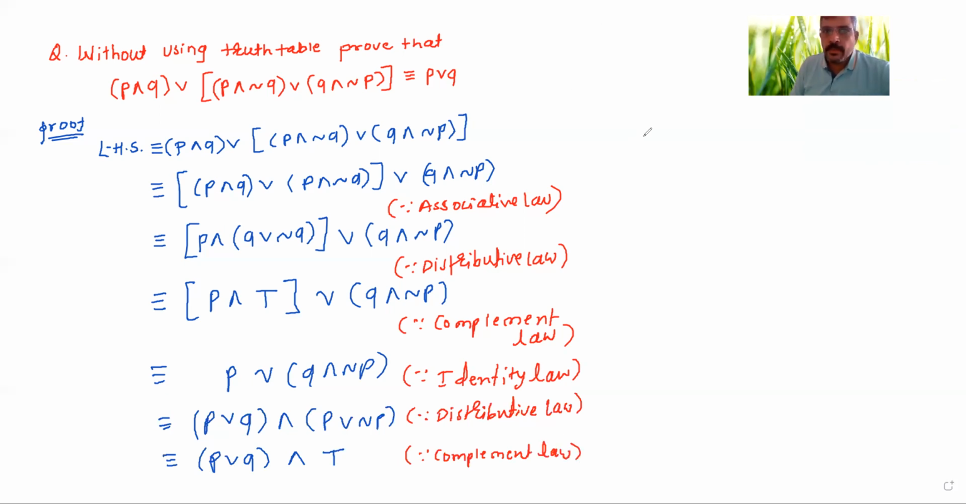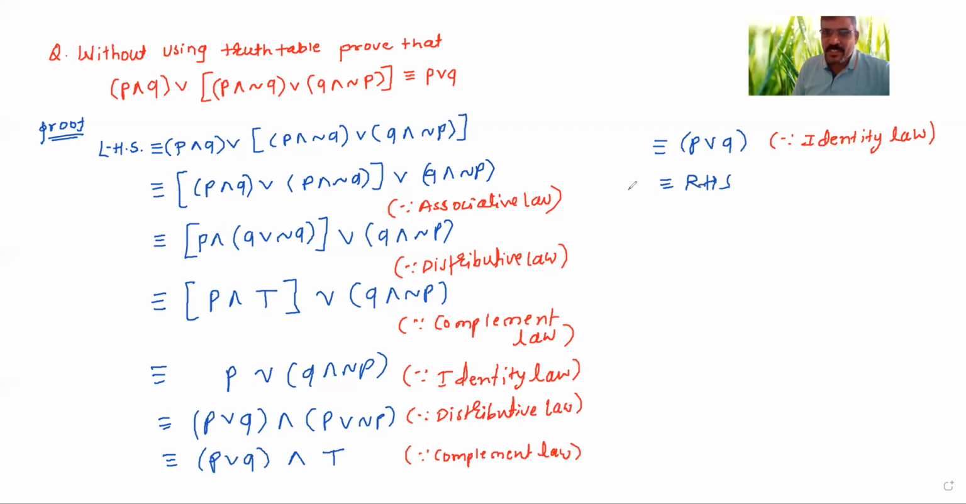The next step, it is logically equivalent to P or Q only. We can remove this T easily using identity law. Let us see, we get P or Q. It is the answer.